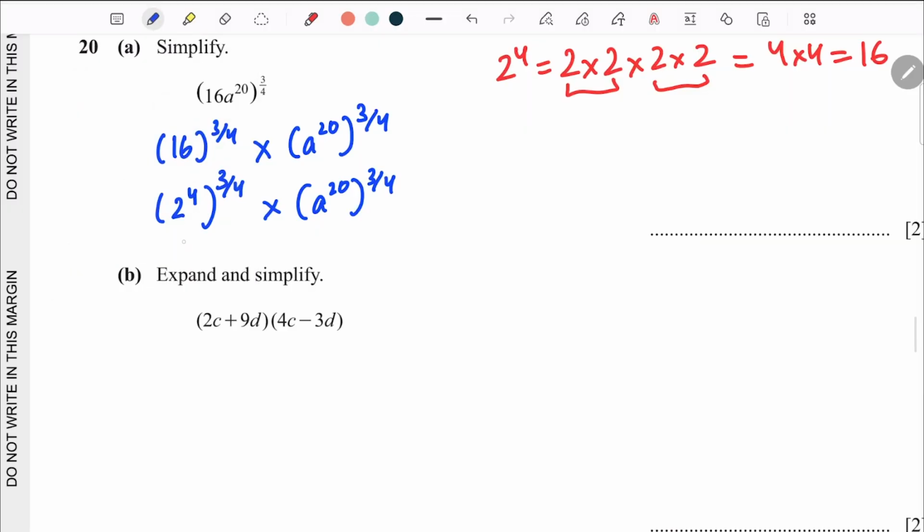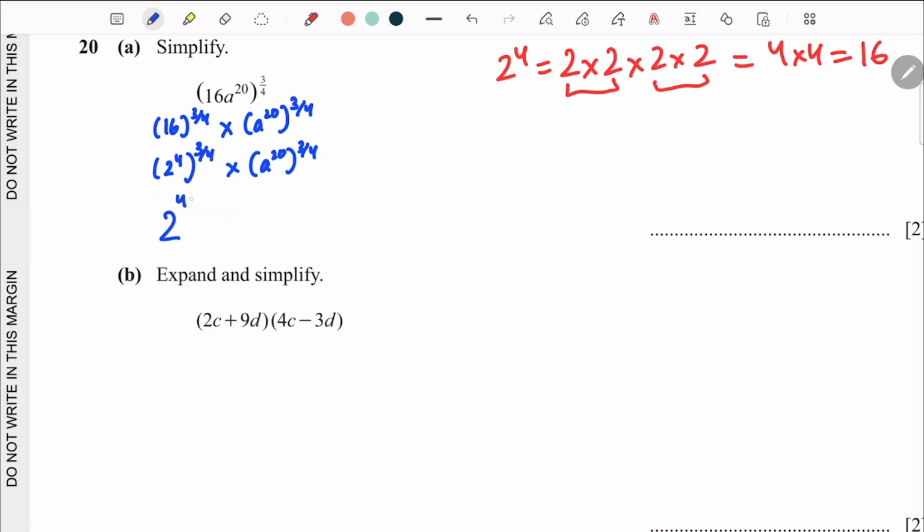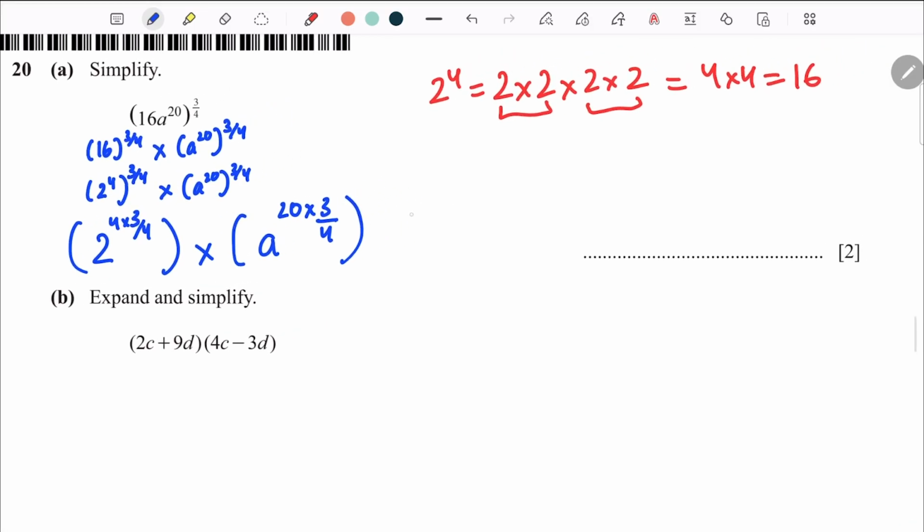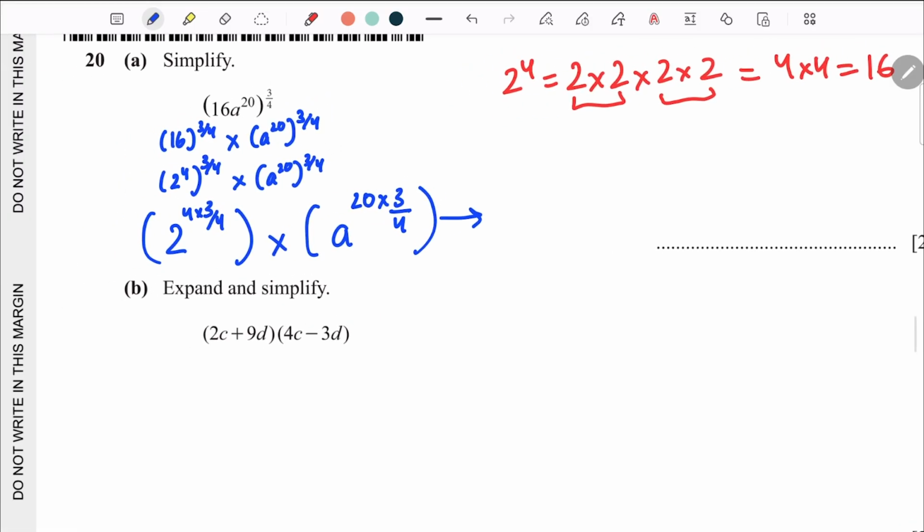Now I'm going to simplify this. 4 and 3 over 4 will get multiplied. This power will also get multiplied. So this is 2 to the power 4. When I simplify this, 4 and 4 will cancel out. Here 4 and 4 will cancel out, and here 4 ones are 4 and 4 fives are 20.